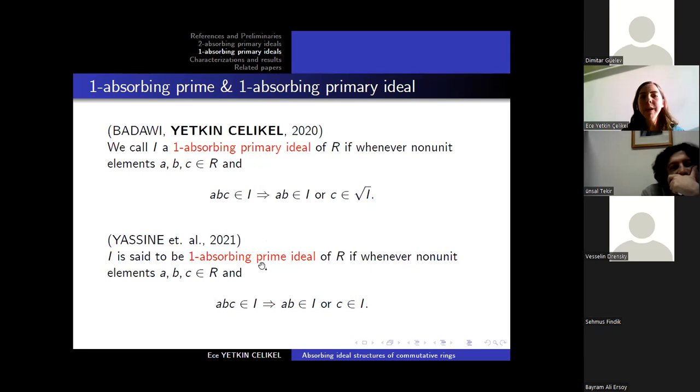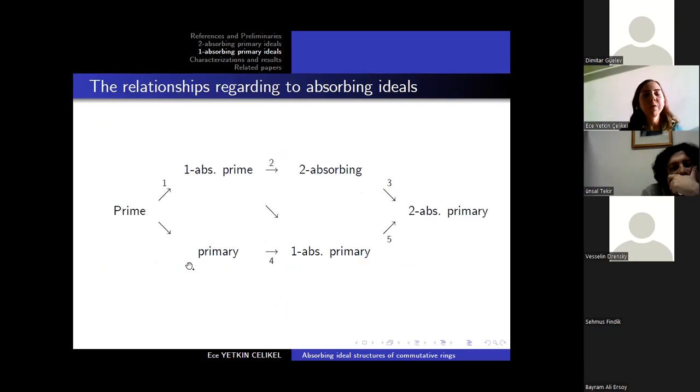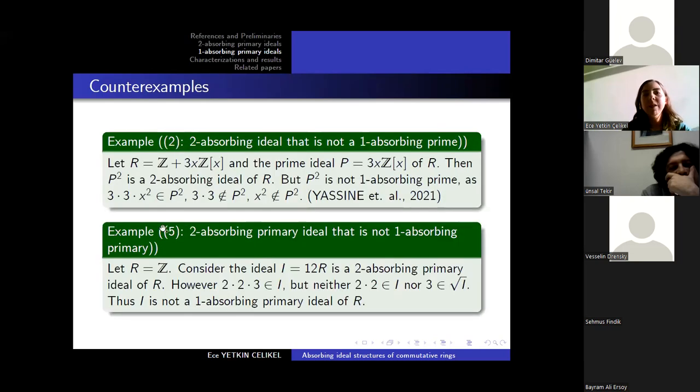And I want to show a big picture for you, which contains all of the relationships from now. Prime, one-absorbing prime implies two-absorbing and two-absorbing primary. Or you can choose the other way. Prime, primary, one-absorbing primary, and two-absorbing primary. And all of the numbered arrows are irreversible. We have these examples, these counterexamples, to show that the converses are not true.